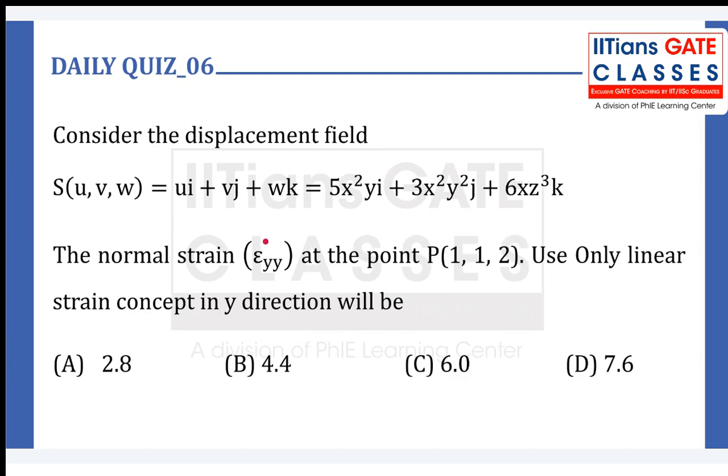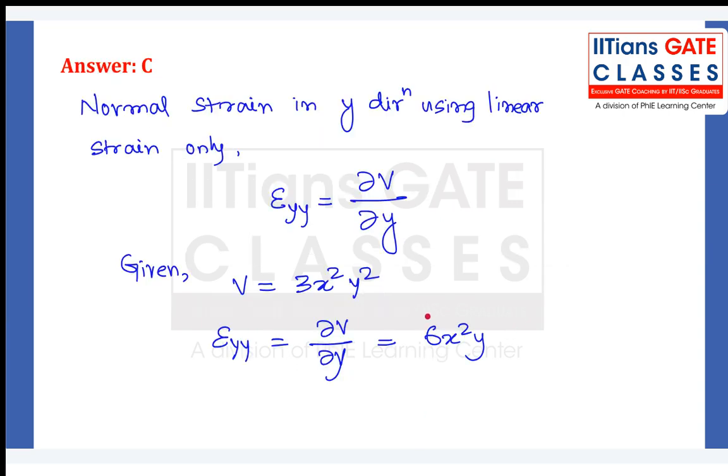What are you going to do if you need to find the same for the strain in y direction, the normal strain, using only the linear strain concept? We need to take the y component and simply differentiate with respect to y. Partial differentiation with respect to y. That's it. So this is how we are going to write it.